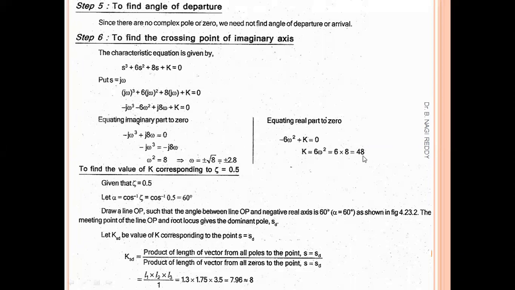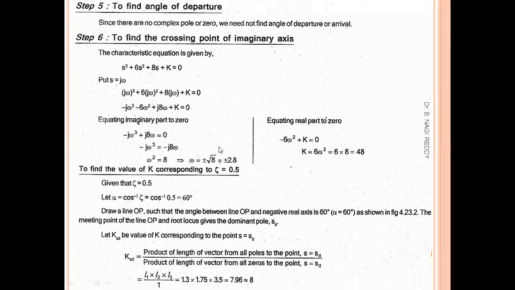And for calculating the value of k, we need to equate the real part to 0, and then we know k is 6 omega square. We know the omega value, substitute here and you will get the k value as 48. So 48 is the maximum limit of k in order to get stability. After 48, the system will become unstable. So till this step, it is the same as we have seen in the previous problem also.